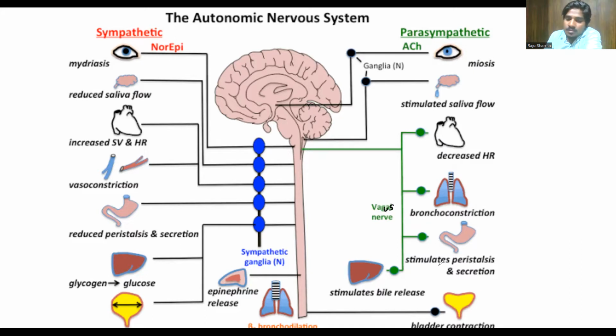फिर एक और कौन सा? It stimulates peristalsis and secretion of the gastric juices, and it also stimulates the bile release. So these are the few indications or few changes that occur during the activation of the sympathetic parasympathetic nervous system. Yes, Partvi, batao.